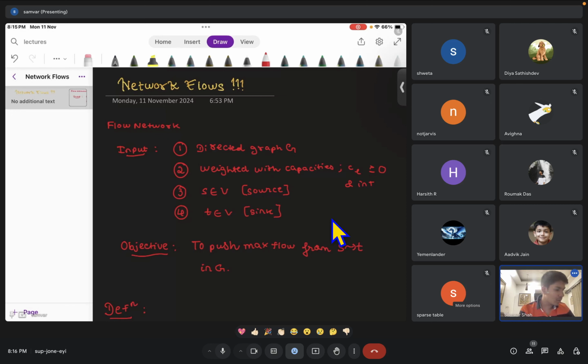So just as a quick recap, a source is any vertex which has only out degree in a directed graph. Its in degree is 0, or the number of directed edges coming into it is zero. And a sink is the opposite. It has only edges coming into it, so its out degree is 0.